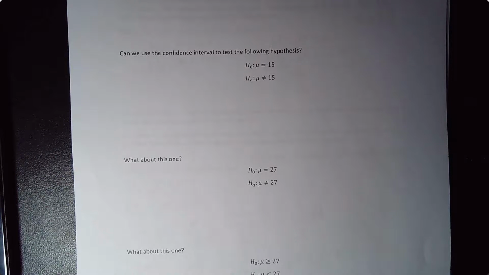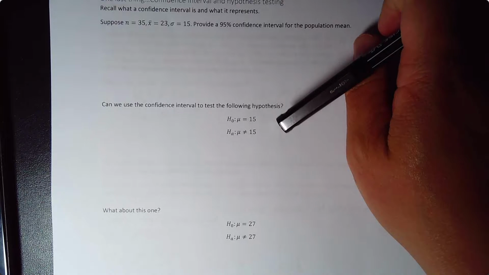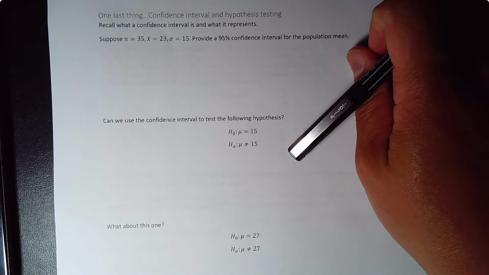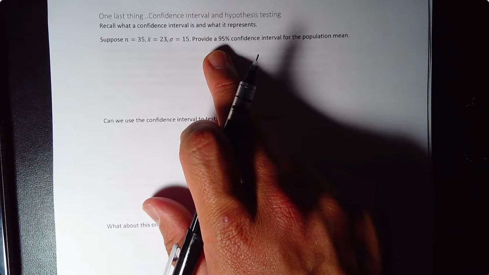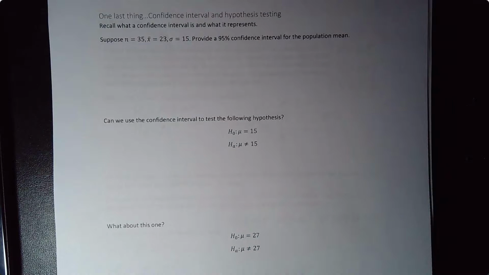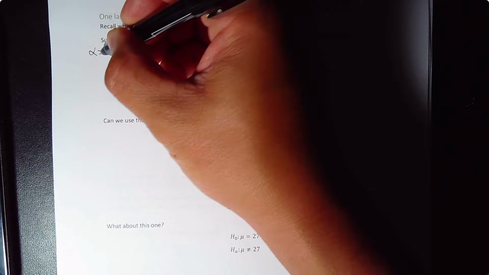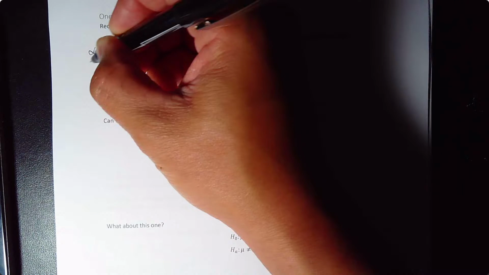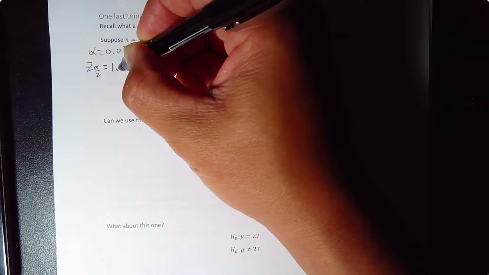Okay, one last thing. There is a connection between confidence interval and hypothesis testing. First, let's do a quick review and construct a 95% confidence interval given the sample statistic. I have all the information here. Let's go a little quicker. 95% means alpha equals 0.05, so my z critical value is 1.96. I looked that up earlier already.